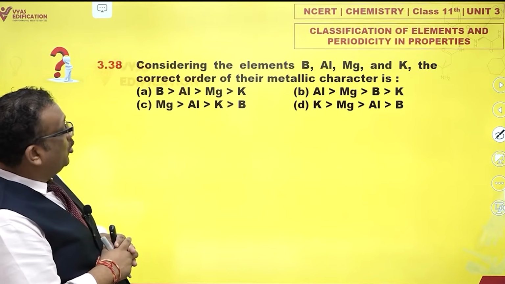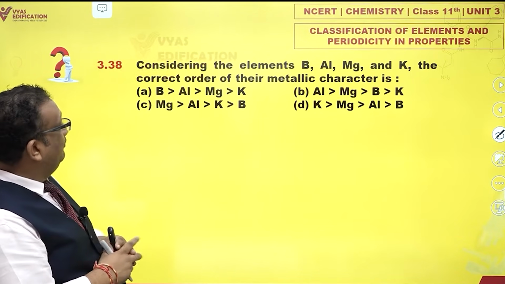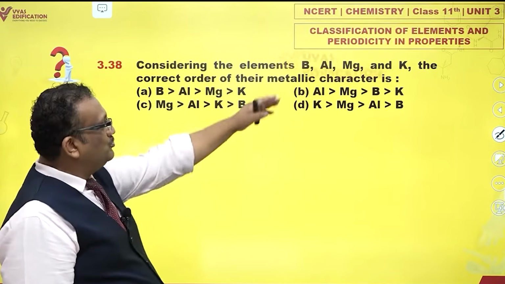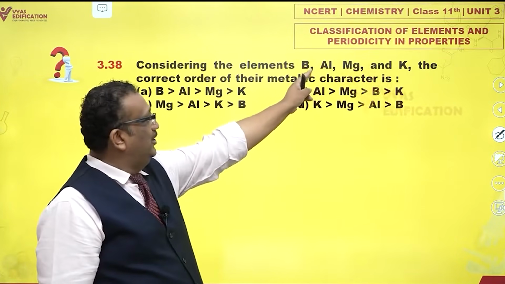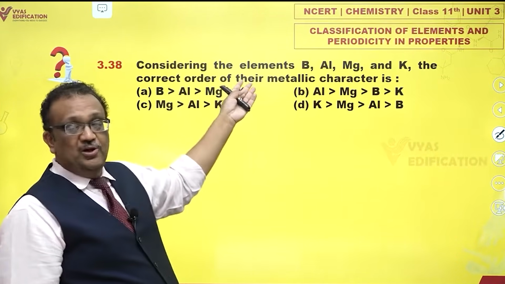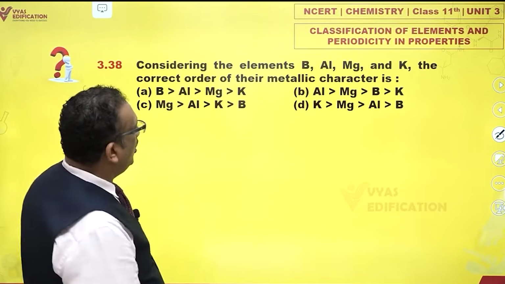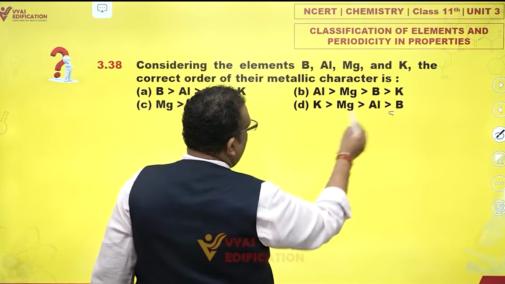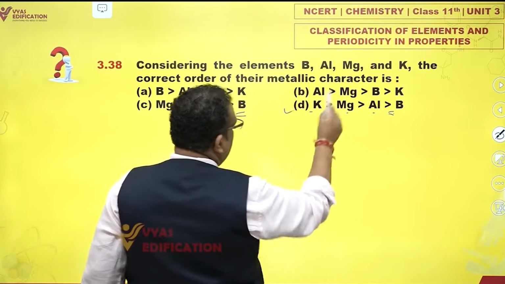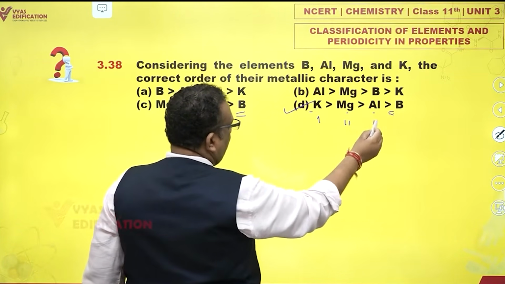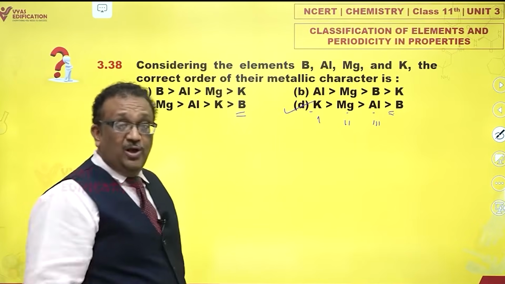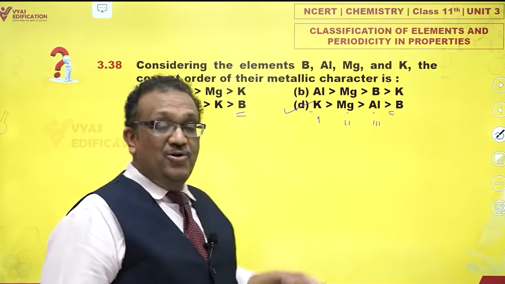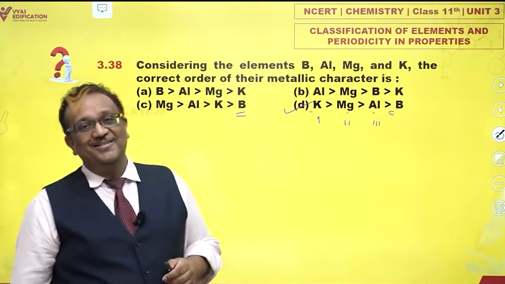Considering the elements boron, aluminium, magnesium and potassium, the correct order of the metallic character is: most metallic is group 1, then group 2, then group 3, and boron is a non-metal, aluminium is a metal, so obviously boron is poorer. So boron has to be poorest of all. Yes, potassium, magnesium, aluminium, boron. This is group 1, group 2, group 3, and down the group metallic character increases. That is the fact we use for determining the order of metallic character.